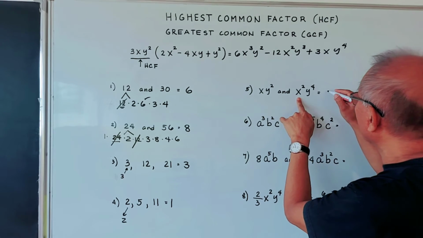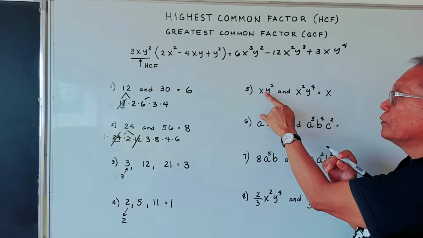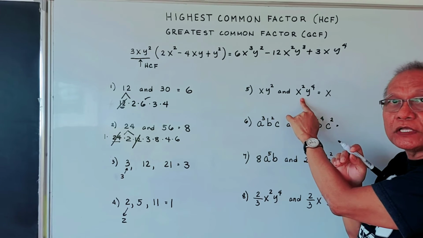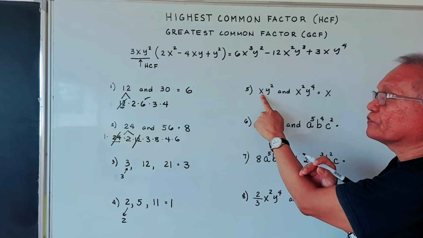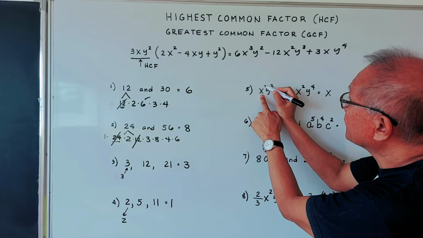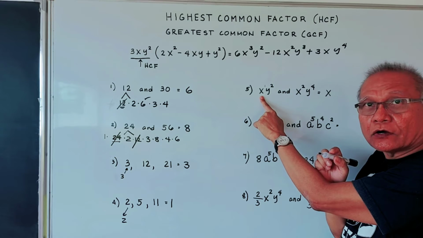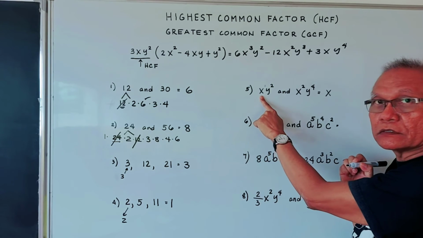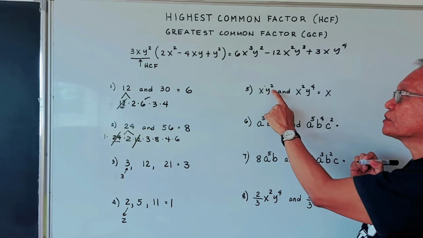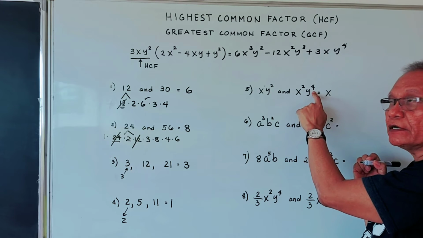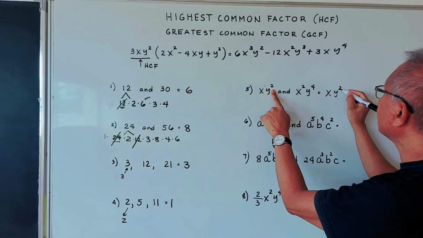Now x is our HCF, but what is the exponent? When we have the same letters, we choose the exponent which is lesser, the least. So we have x to the first here, and we have x squared. We choose the lesser, so we choose x to the first. Y, we have y here and y here, but this one is 2 and this one is 4. This one is higher, this one is lower. We choose the lower one, which is y squared.